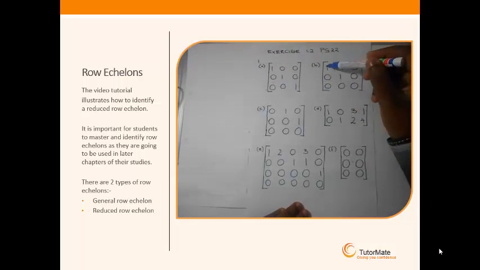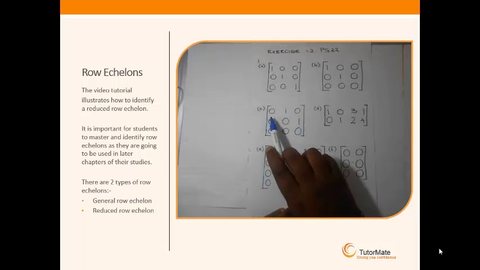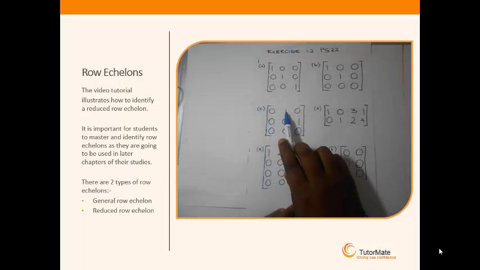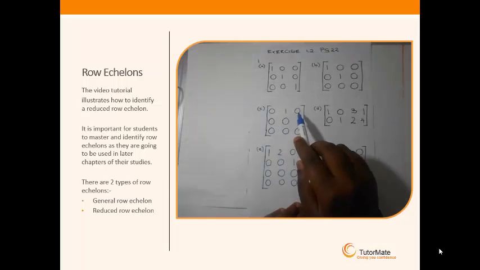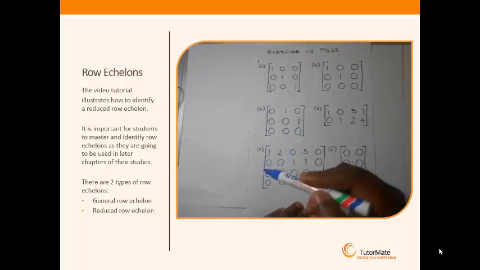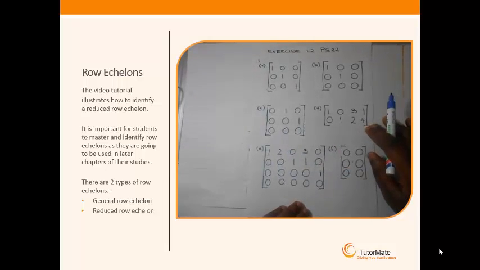Then I go to B. I look at B and say, this is my leading one, so zeros here. This is my leading one, so zeros here. This is also 0, 0, 0, 0, so it doesn't really affect anything. So it is also in reduced row echelon form. Then I look at the next one, C, and this is my leading one, and this leading one is to the right of that one. There are zeros everywhere where the leading one is, so it is in reduced row echelon form.